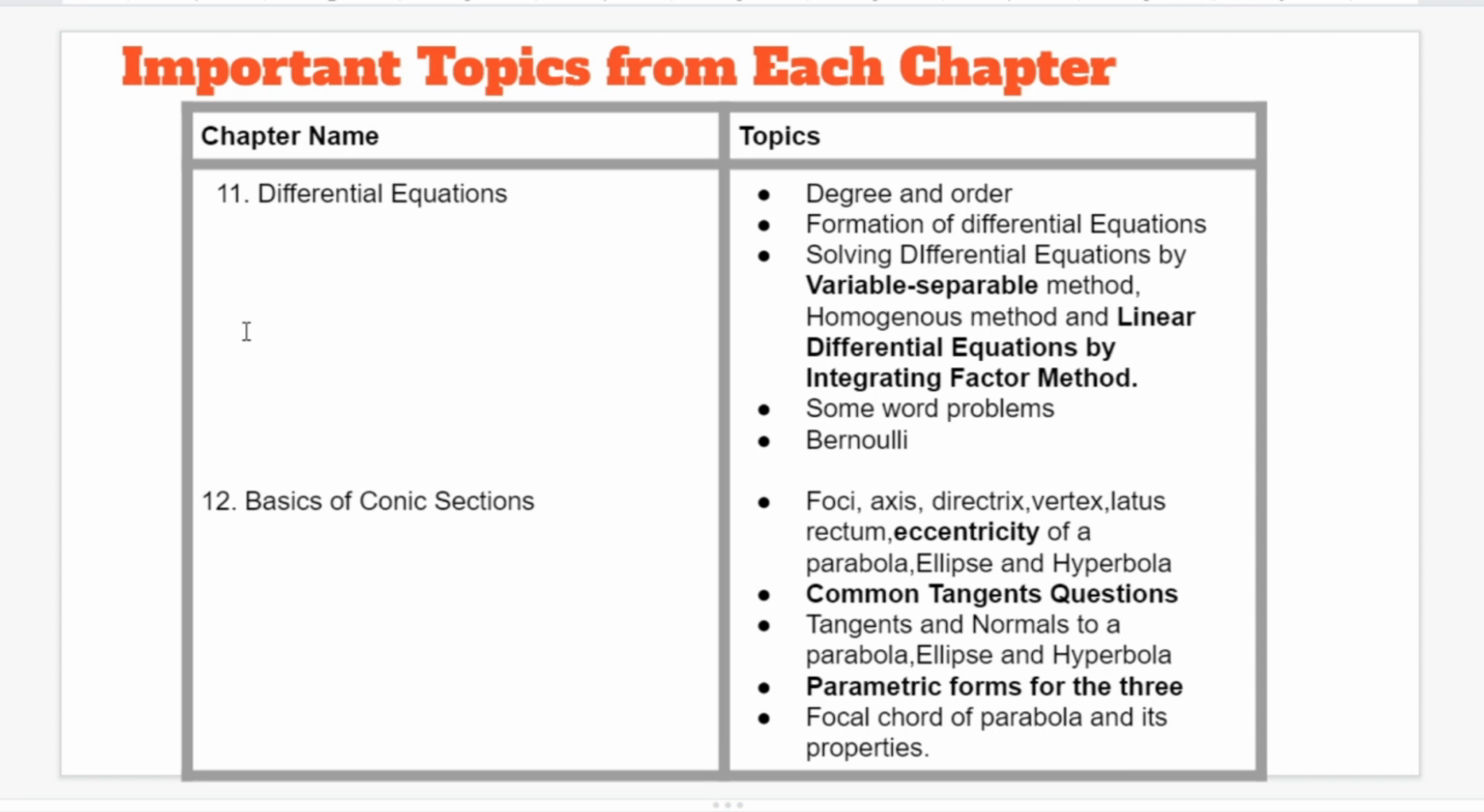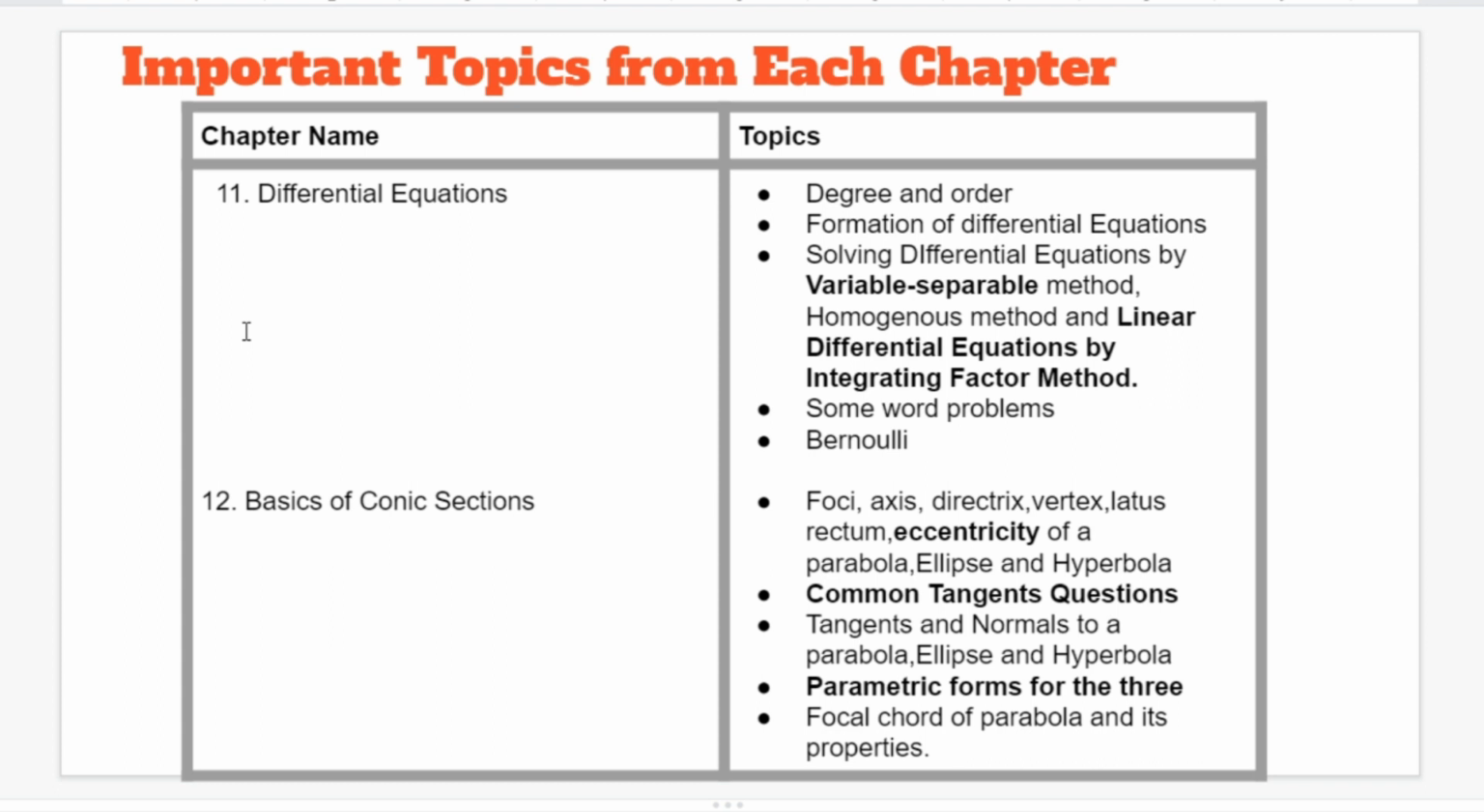Coming to conic sections, you have basic elements like focus, axis, directrix, vertex, and eccentricity of a parabola, ellipse and hyperbola. Then you have questions like common tangents between conic sections like parabola, ellipse and hyperbola. Then you have circles too; questions can revolve around any two of the four conic sections. You have to remember standard tangent equations of all the conic sections including circle.